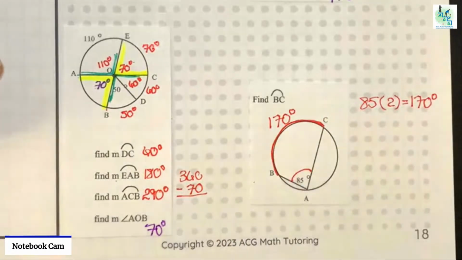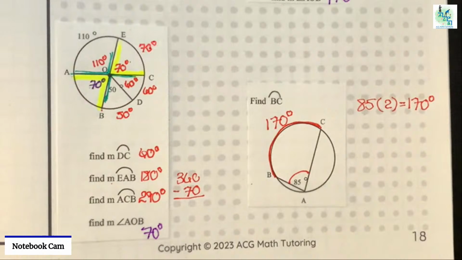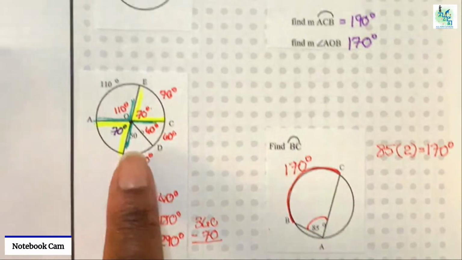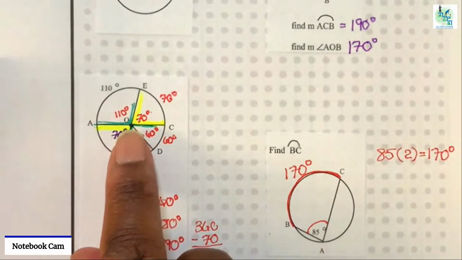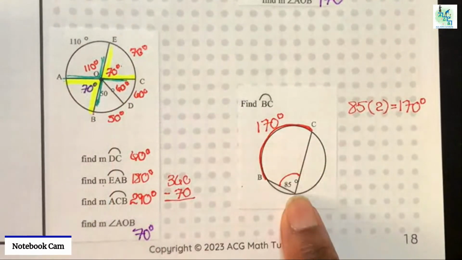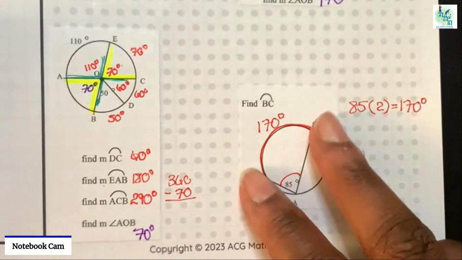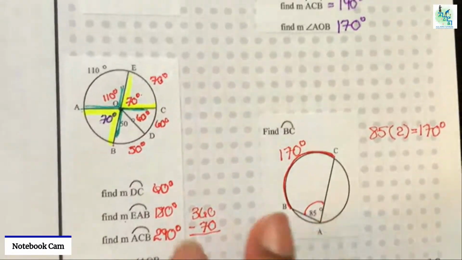Okay, so a central angle is when your vertex is at the center of the circle. An inscribed angle is when your vertex is on one side of the circle and it opens up. All right. So 3 more and then we are done.